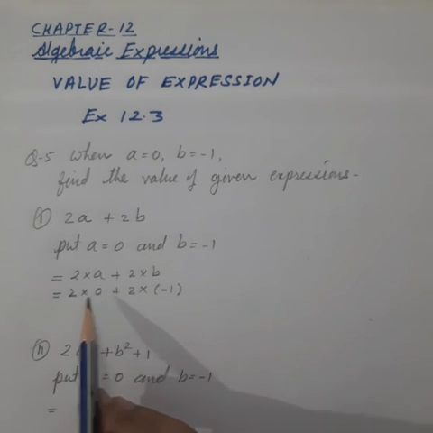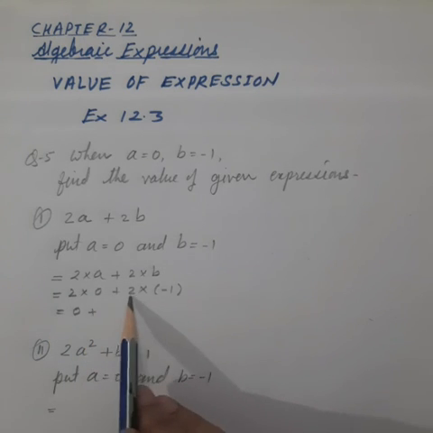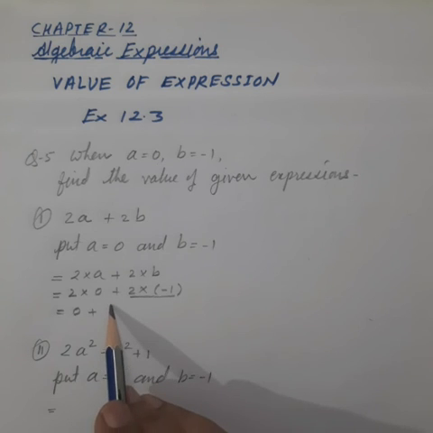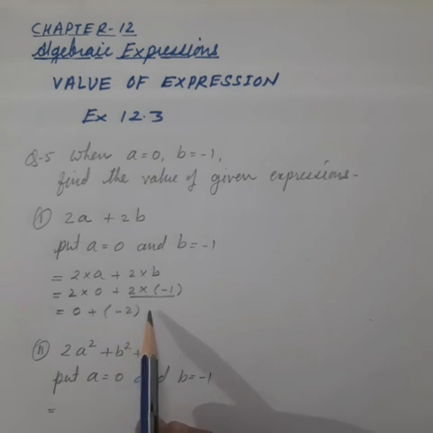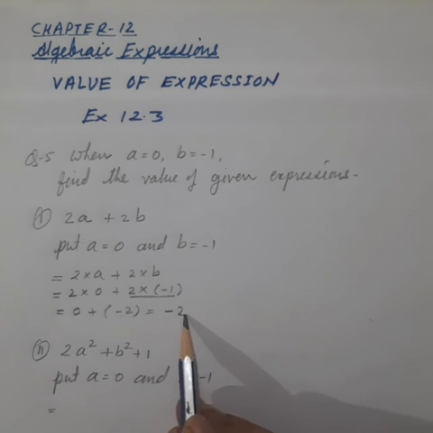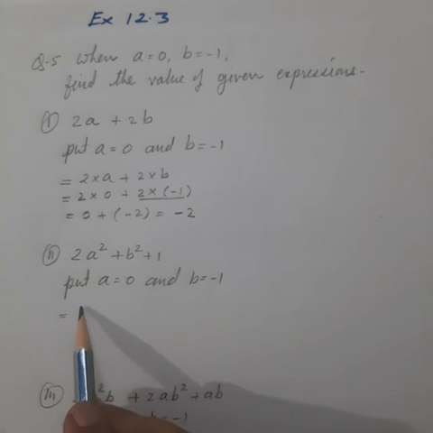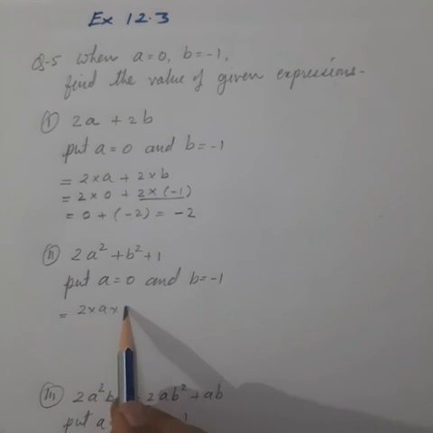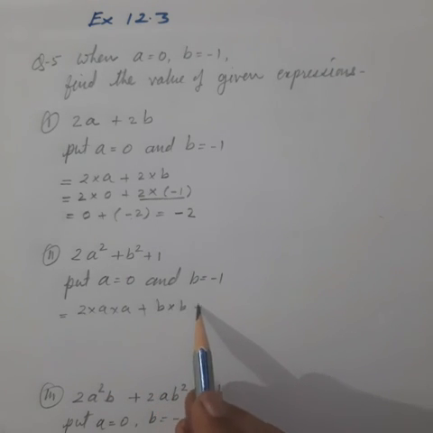Any number multiplied by 0, we get 0 plus. In this multiplication, one number is negative. So product is negative and 2 ones are 2. Bring the number out of bracket. In front of bracket plus sign is there. So minus 2 will come out. Answer is minus 2. Second, 2a square means 2 into a plus b square means b into b plus 1.